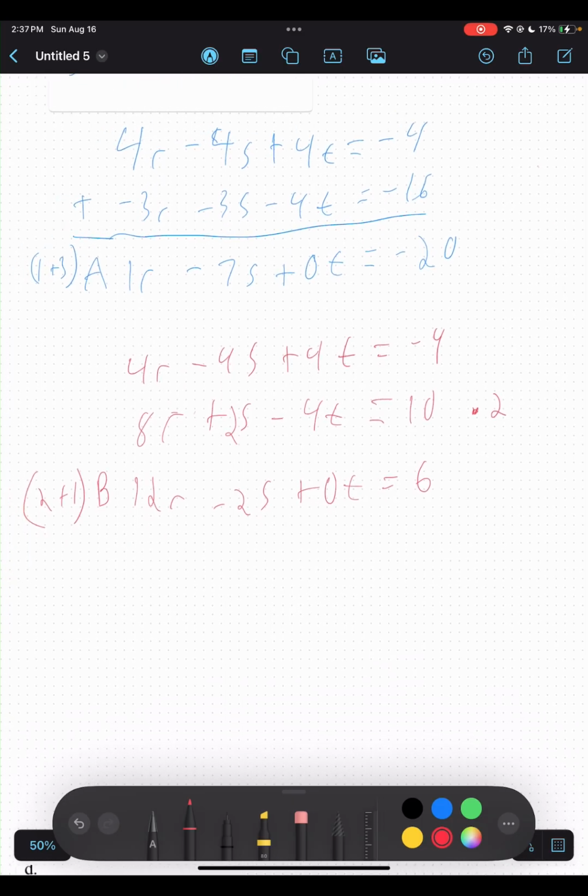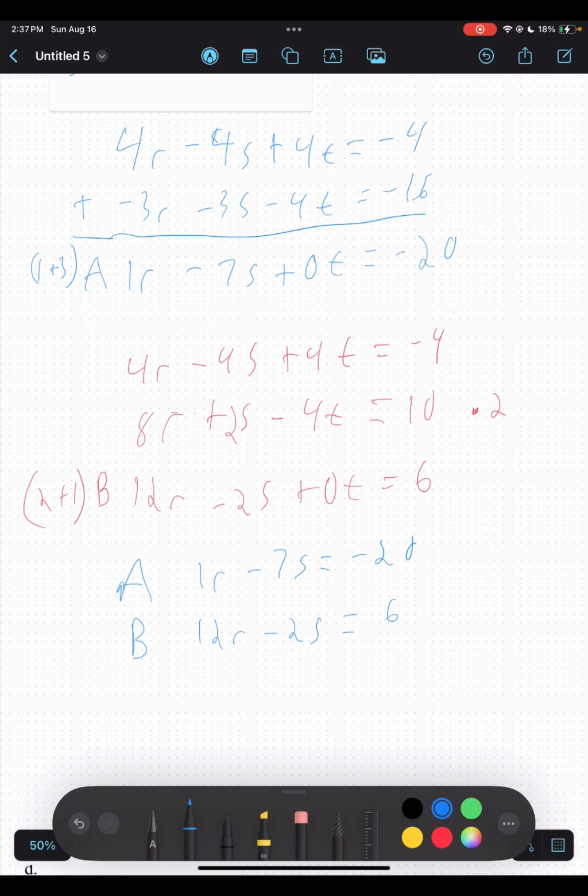Okay, great. So now that I've got these two, I'm going to combine them and do the same thing to eliminate either R or S, and then we're down to one variable. So I'm going to take equation A plus equation B. Equation A is 1R minus 7S equals negative 20. I just dropped the plus 0t there. B is going to be 12R minus 2S equals 6.